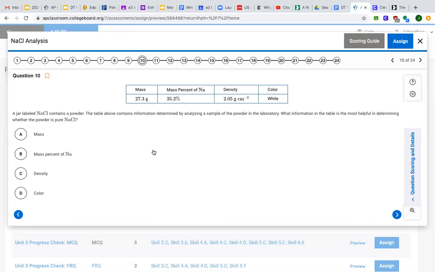B. Yeah, I got B as well. B. Yeah. Okay. I don't think any explanation is needed, but basically what you have here is that if you've got 35.2 mass percent sodium, you can say to yourself, is this the same mass percent sodium as we would expect for pure sodium chloride? If it's not, then we don't have a pure sodium chloride sample. So that's absolutely correct. Good job.